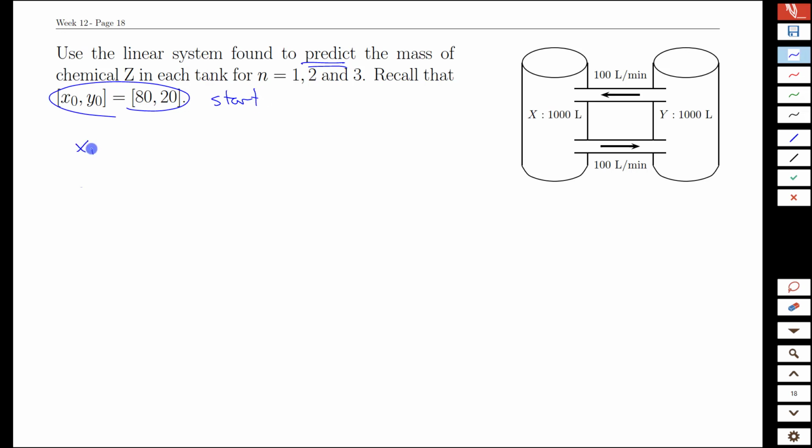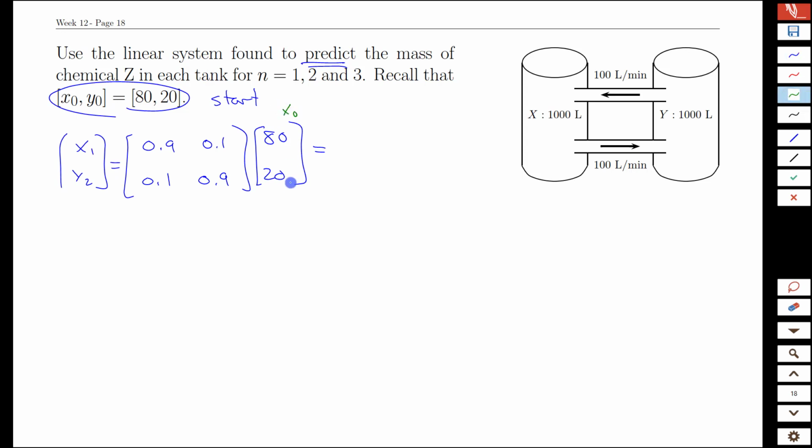So if we want to know the amount of chemical in both tanks at the next time point, 1 minute later, we know how we can calculate that. We put in our matrix, and then we include our initial conditions of 80 and 20, and we get a value back. This is our x naught here, and this is our y naught. And if we multiply this out, we're going to get 74 and 26 kilograms.